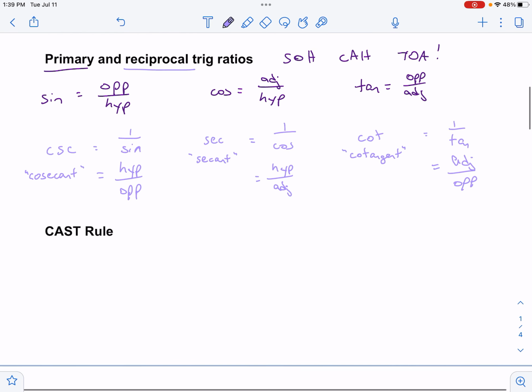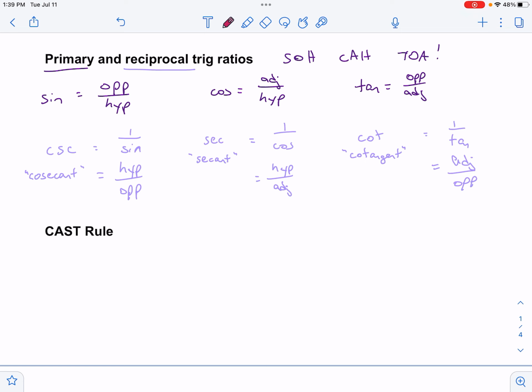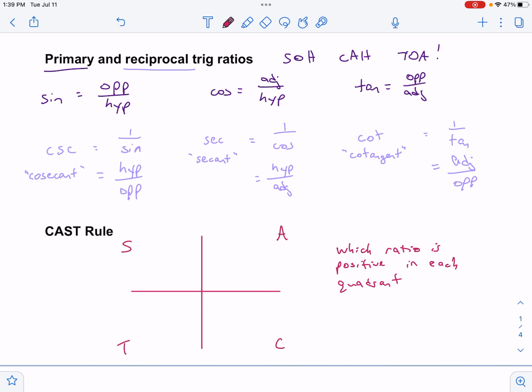Another piece of information that you should be remembering from grade 11 would be your CAST rule. What was the CAST rule? The CAST rule was a very helpful rule to help us remember which ratio is positive in each quadrant. And you start in quadrant 4 with a C, A, S, T. You may have learned it differently, in a different order. All that matters to me is that you remember in which quadrants which one is positive.